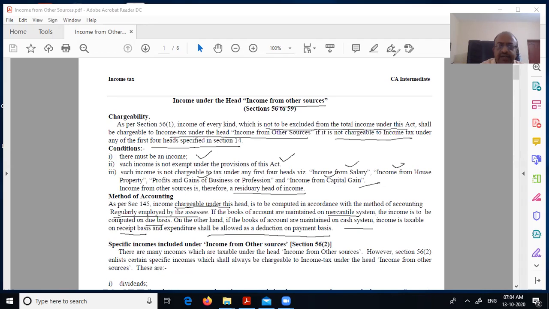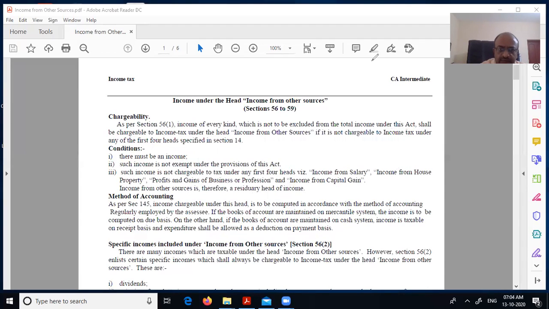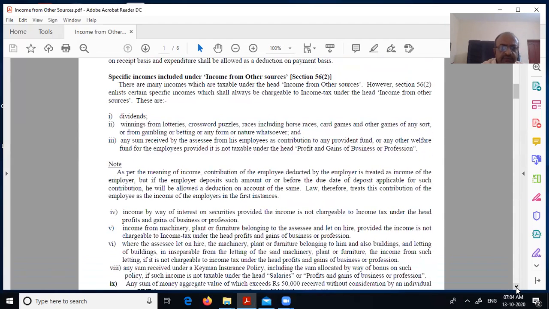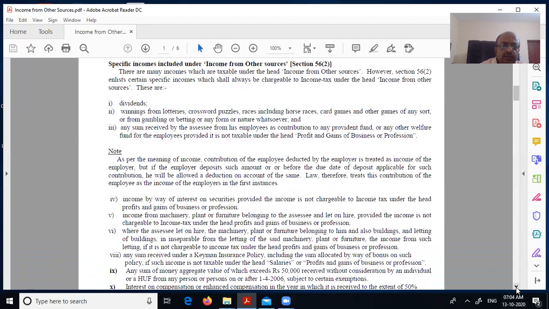However, having said that, there are certain incomes which are mandatorily required to be taken under this head. What are those things? We'll look at them. Even though they may seem to be coming under business, yet here it is mandated that they have to come under this head. There are so many incomes which are taxable under this head. However, 56(2) enlists certain incomes which are always chargeable to income tax under the head Income from Other Sources.